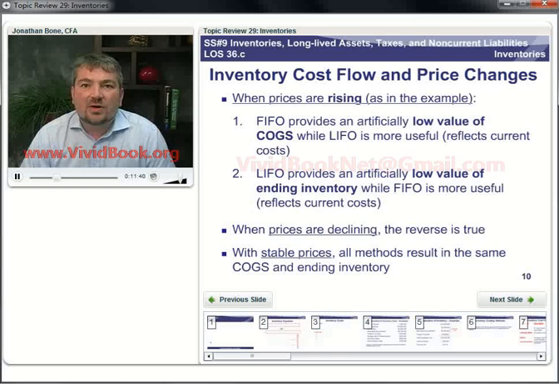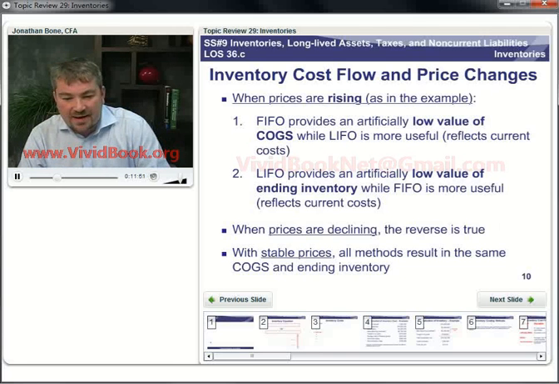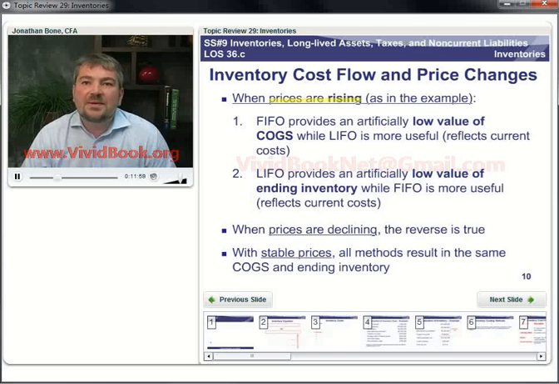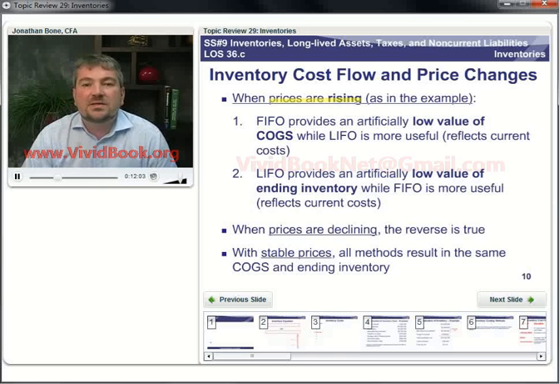Okay, inventory cost flow and price changes is our next little LOS here. So FIFO, we argue that FIFO gives you an artificially low value for cost of goods sold. Now again, let's just put a caveat on that. We are assuming prices are rising, so we're living in an inflationary world for our purchases. Now FIFO gives you an artificially low value for your cost of goods sold. Why? Because the cost of goods sold contains all of the oldest purchases.